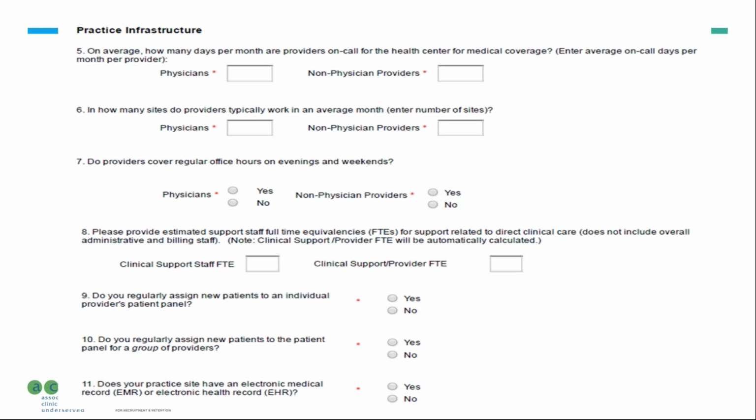We don't include dentists here because we're not really looking at call for dentists for this particular issue. And then for number 6, you can indicate how many sites your providers typically work in an average month. So again, for physicians and non-physician providers.